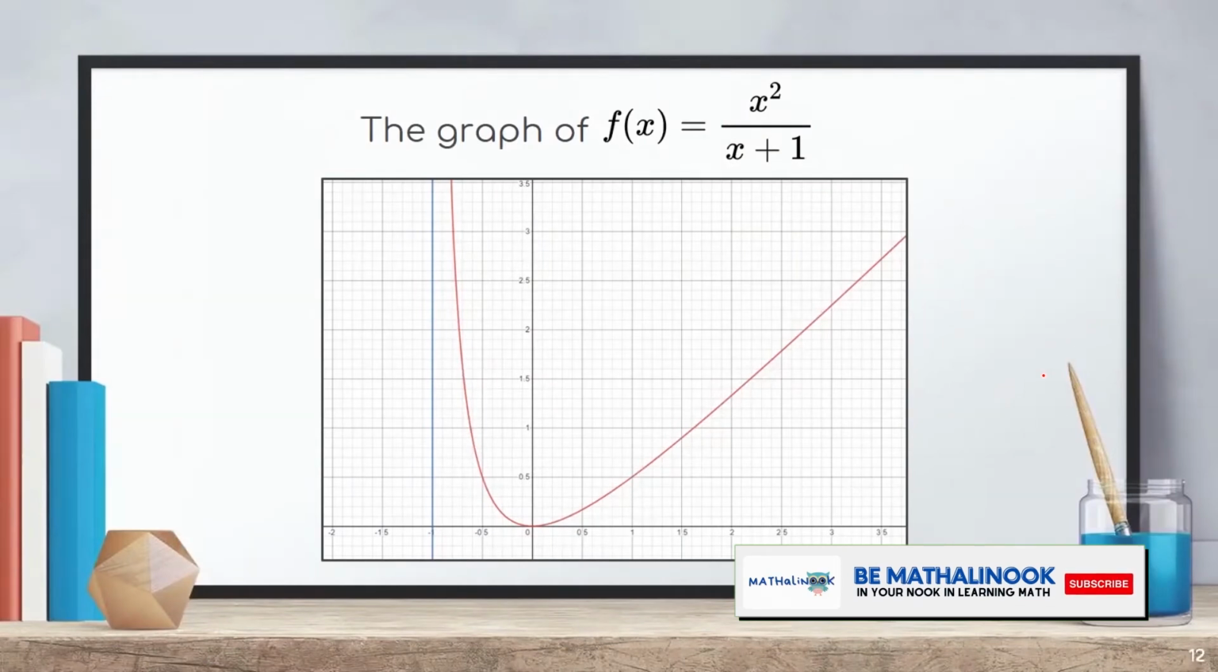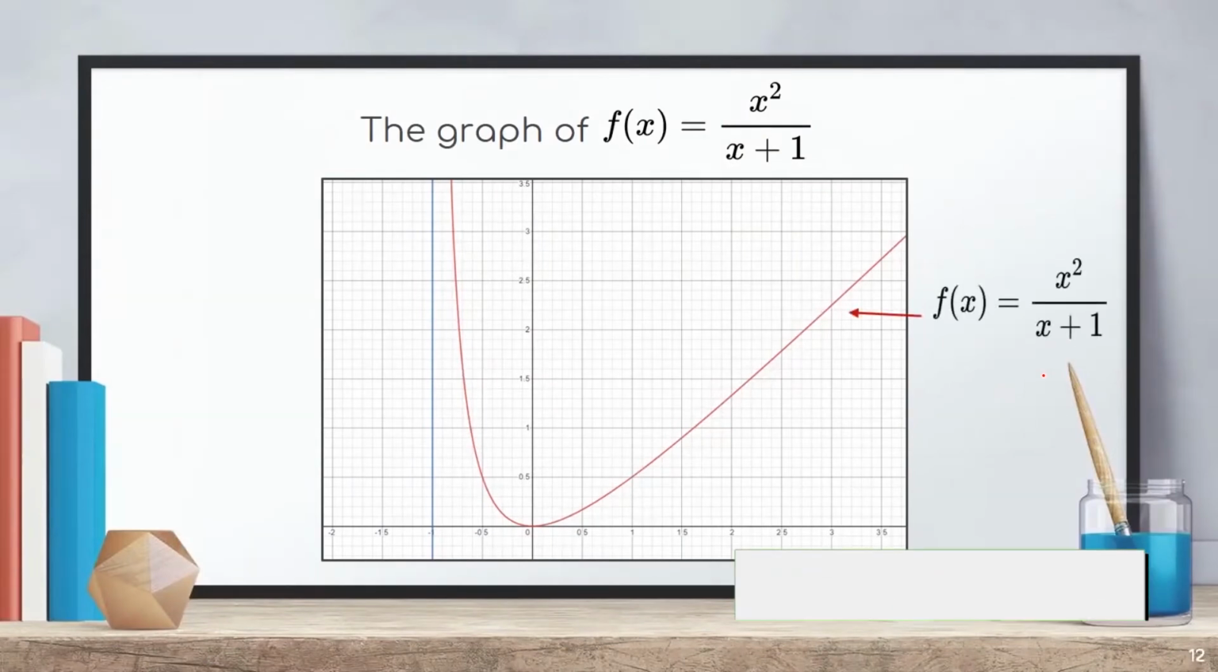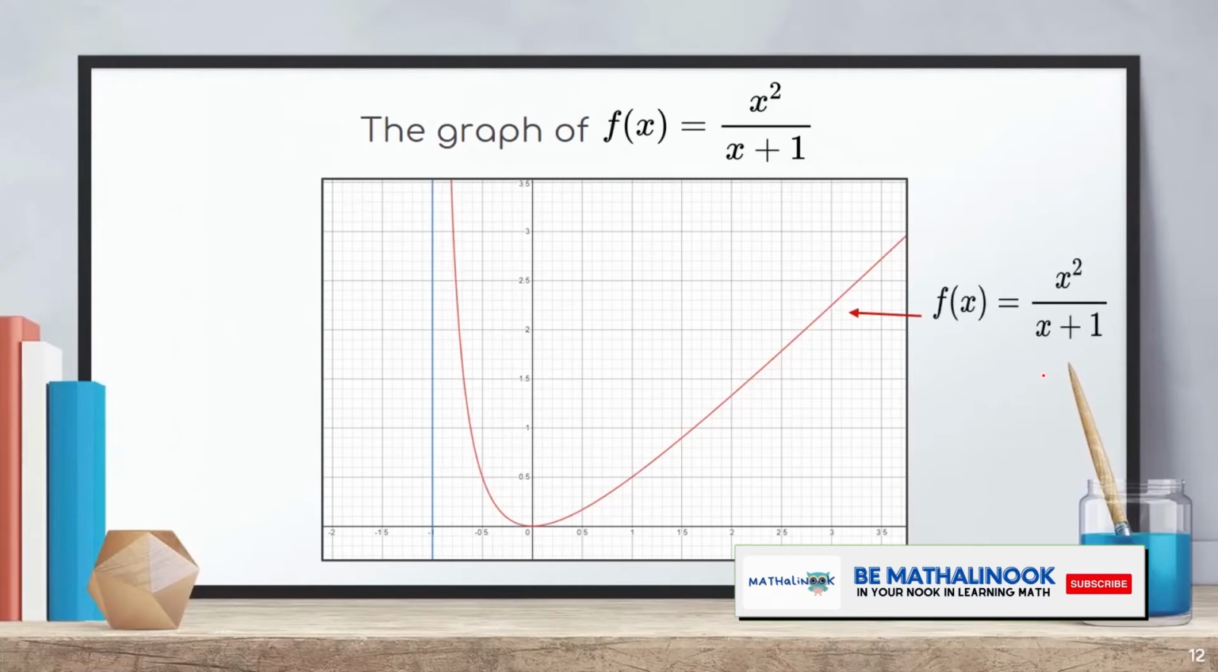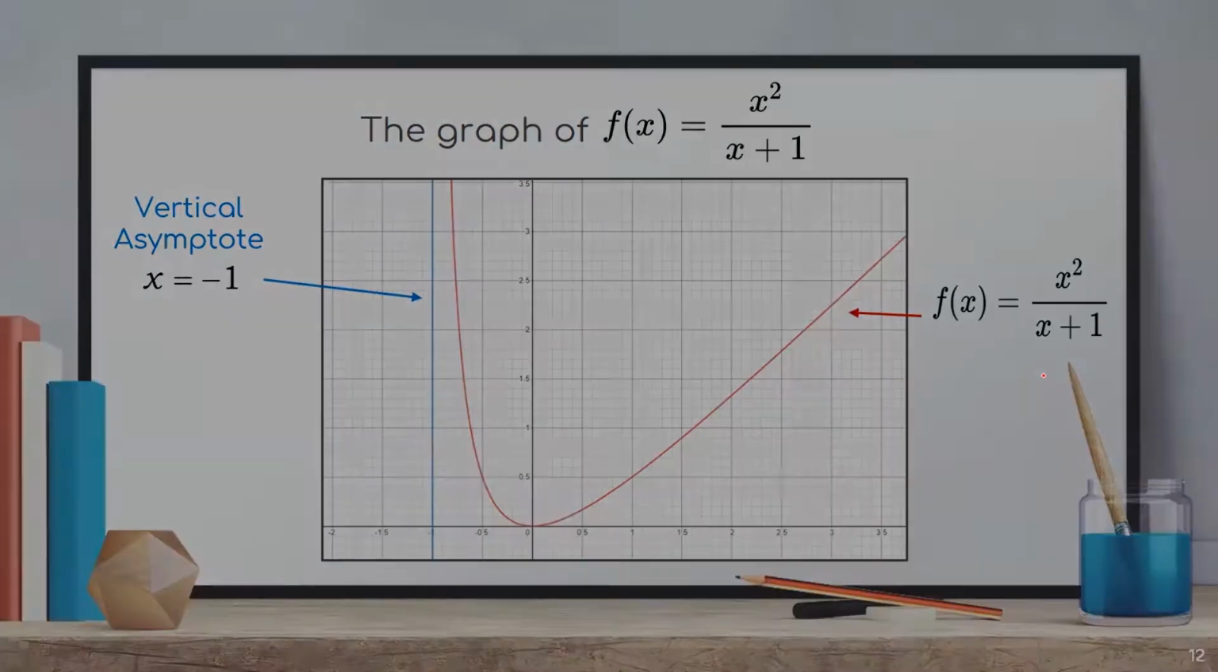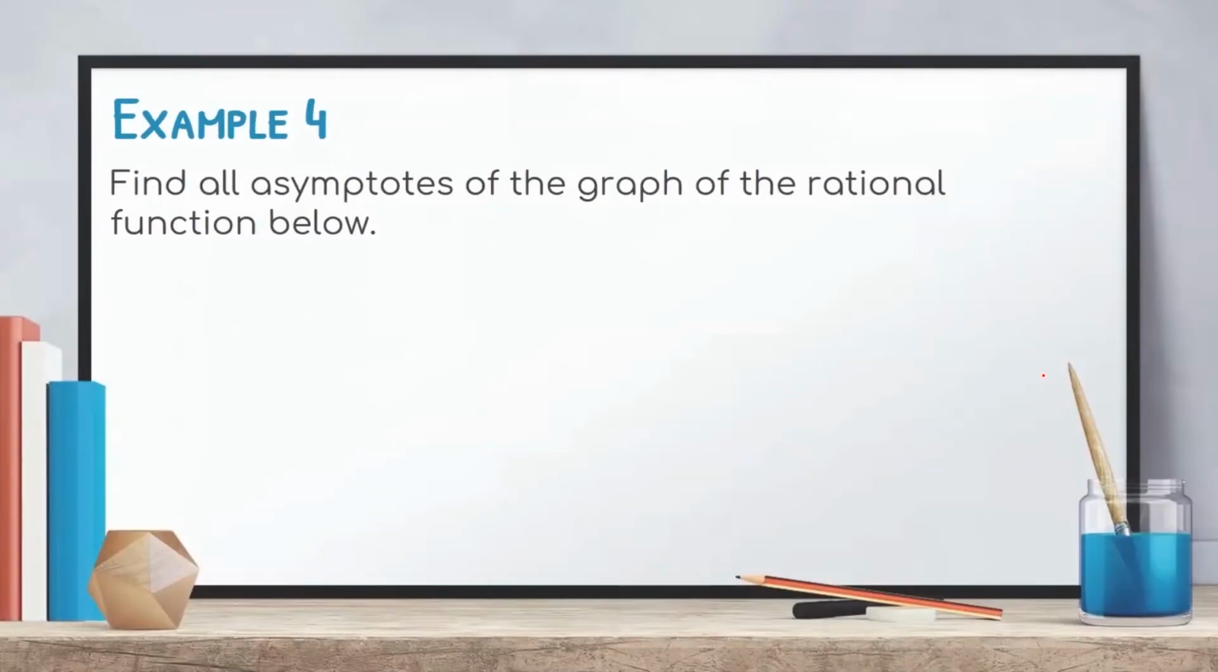This is the graph of the function f of x equals x squared all over x plus 1. The graph shows the vertical asymptote is x equals negative 1, and there is no horizontal asymptote. For our last example, find all asymptotes of the graph of the rational function f of x equals x squared minus 4x plus 3 all over x squared minus 5x plus 4.